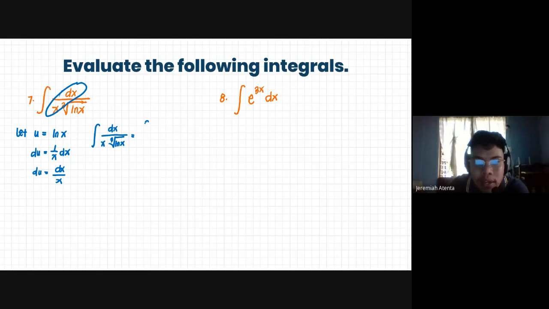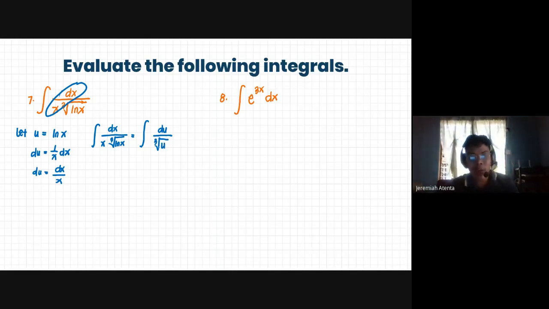Anyway, so we have the integral of dx over x cube root of ln x. So we have the integral of dx over x is just du. Okay? So nasa numerator na siya. So we have du over cube root of what is ln x? We have u. So ganun yung nangyari. Now, what is cube root of u? That is just u to the 1/3, right? And we need to put that in the numerator. So we will change the exponent to negative, right? So this is just equal to the integral of u to the negative 1/3 du.